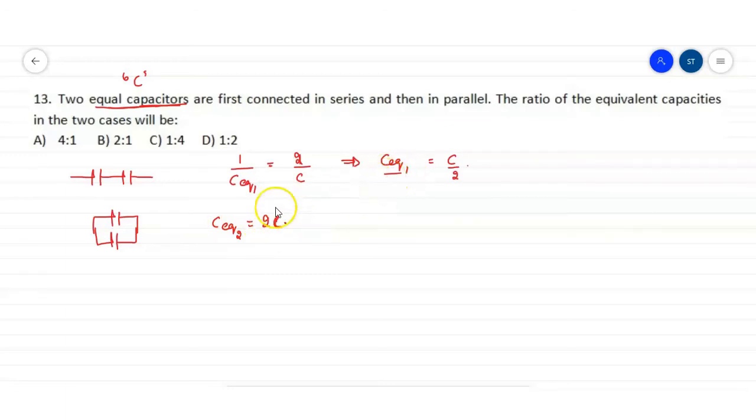Now they are asking about this ratio, C equivalent in series to the C equivalent in parallel. So this will be C by 2 upon 2C. C will get cancelled, so this will be 1 upon 4. So option C will be the correct option for the given question.